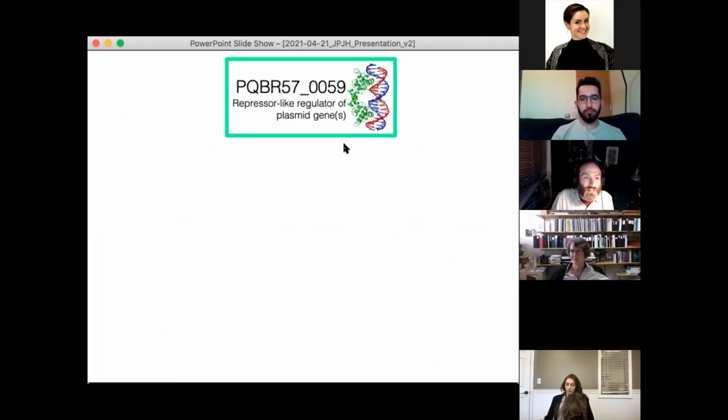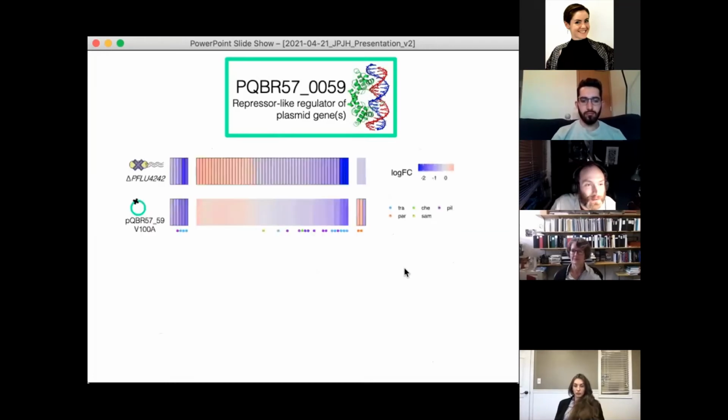Okay, so what does this gene do? We do some predictions, and it says that it's a repressor-like regulator, and we think it's interacting with other plasmid genes. So if it's a repressor and it's repressing some plasmid genes, if we break it, we should be able to see that effect in our RNA-seq data. So what I'm showing here is what happens to expression of genes from the plasmid Pqbr57 when it becomes ameliorated, either by PFLU4242 mutation or by the single base pair mutation on the plasmid to this repressor.